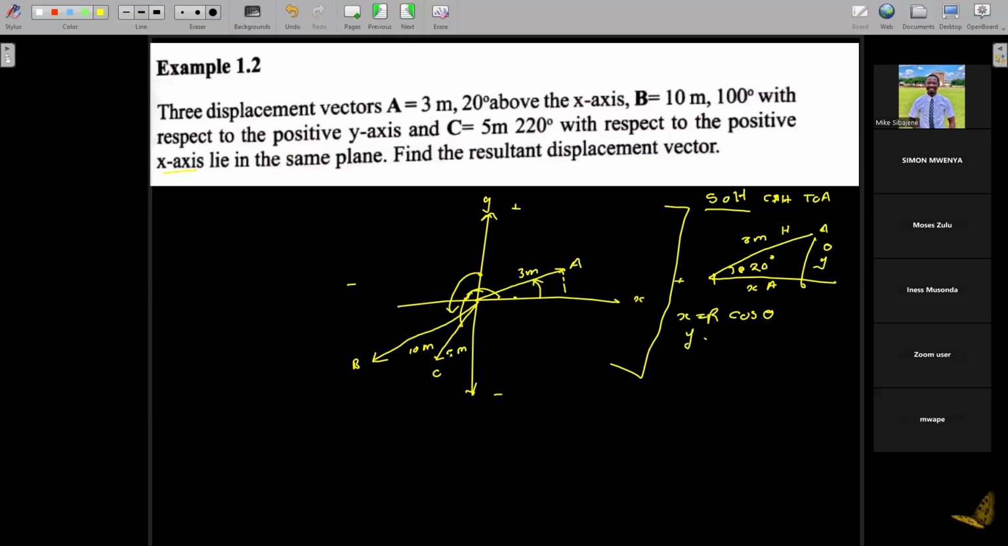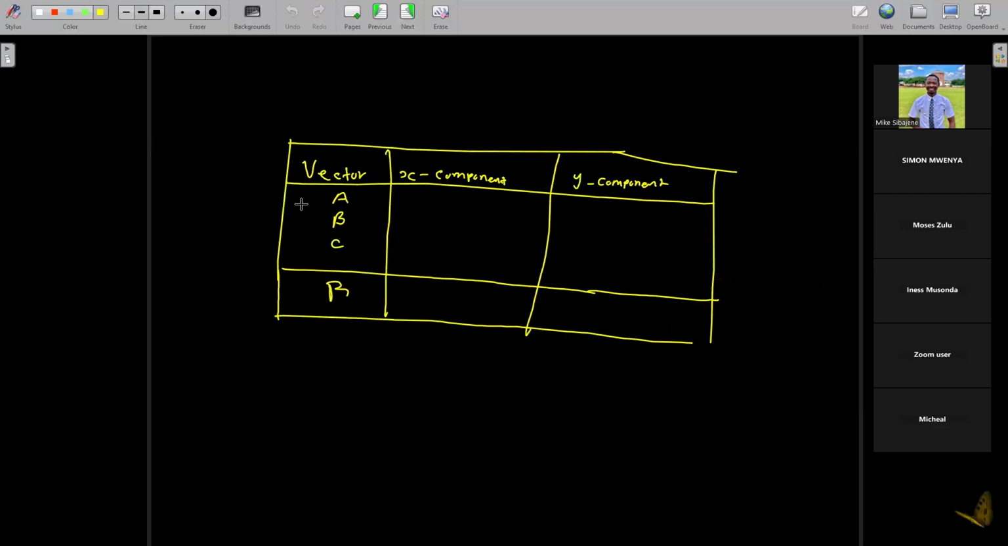Then the y component is given by your magnitude r times the sine of the angle in that diagram. So with respect to the diagram that we have been given, if I want to find my x component, I write the magnitude, which is 3, times cos of the angle, which is given as 20. For the y component, I get 3 sine 20. That is what you write in this part.